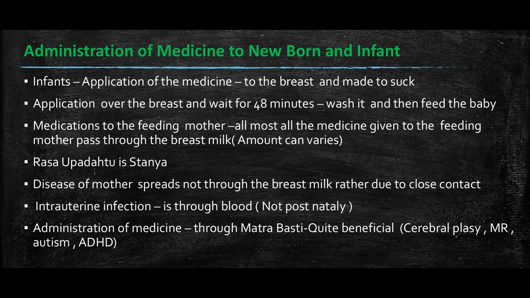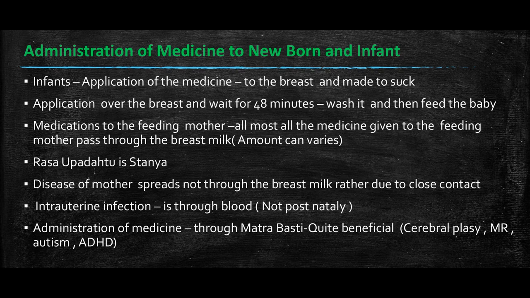Now, some of the intrauterine infections may pass through the blood, but postnatally there is no chance of spreading such infection through the blood. Now, one more way of administration of the medicine to the child is through the basti route, and we have frequently practiced this. This is quite beneficial. Many medicines cannot be given to the child, and by basti route we can very efficiently give the medicine, especially in patients of cerebral palsy, mental retardation, a child with autism, ADHD and psychological problems, and a child with some disabilities, where administration through the basti route is quite beneficial, even simple matra basti. Different oils can be administered in the form of different matra basti, that is also quite beneficial.